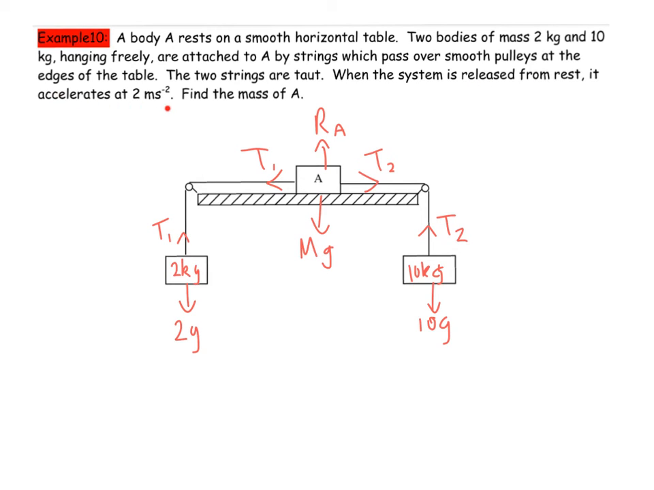So we have to find the mass of A. The system is released from rest and it accelerates at 2 meters per second squared. Find the mass of A. If it accelerates, it's going to accelerate in this direction. So a equals 2 in this direction. And in this direction, again, a equals 2.